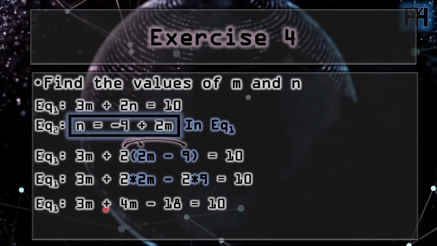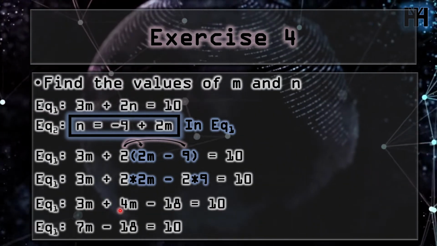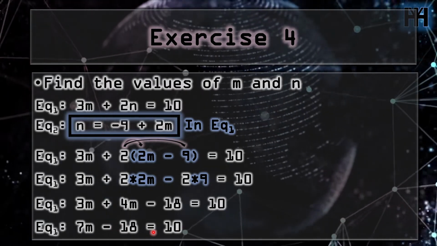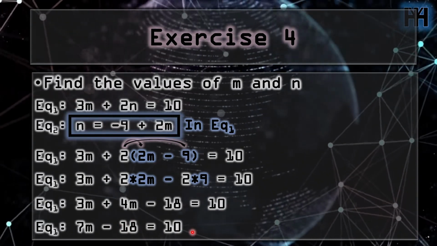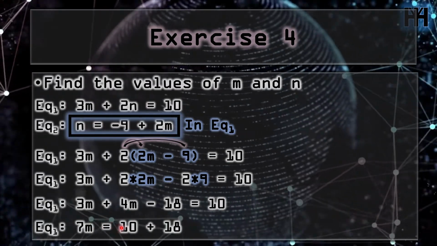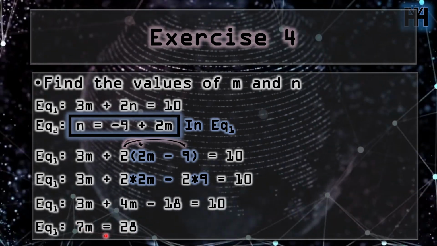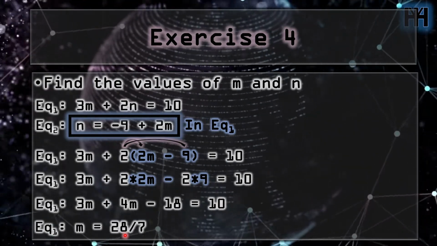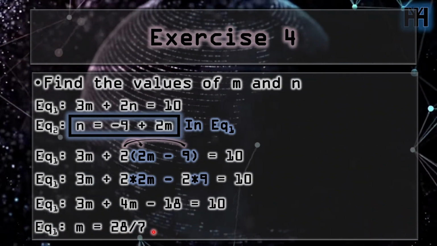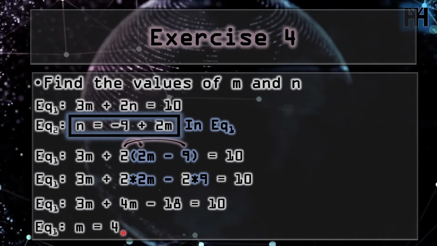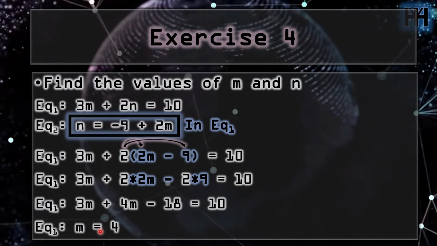So we can gather the like terms. So we'll have 7m minus 18 equal 10. We can send the -18 to the other side. So we have 7m equal 10 plus 18, which will be 28. Then send the 7 by dividing to the other side. So we have m equal 28 divided by 7. We got it there, m equal 4.